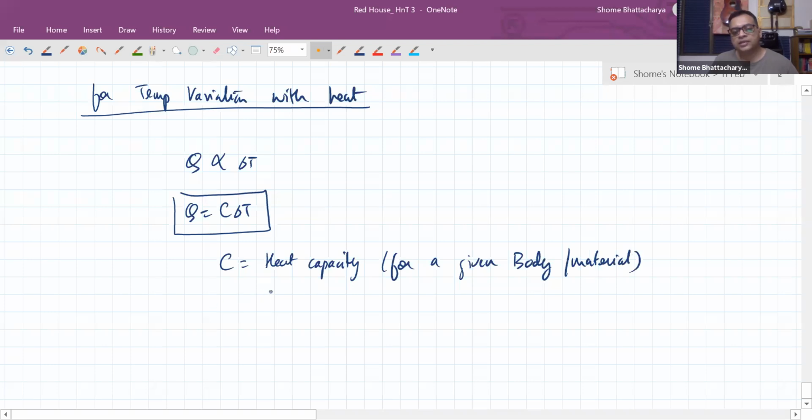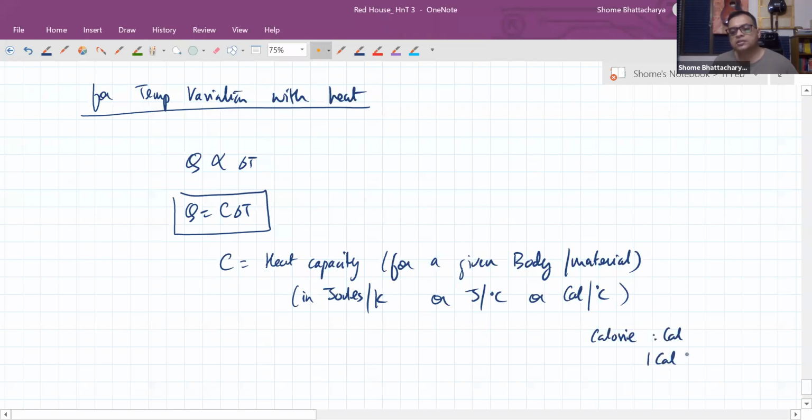Okay, and that heat capacity is in joules per Kelvin, or joules per degree C, or calories per degree C. 1 calorie is approximately 4.2 joules, or more accurately, 4.18 joules.